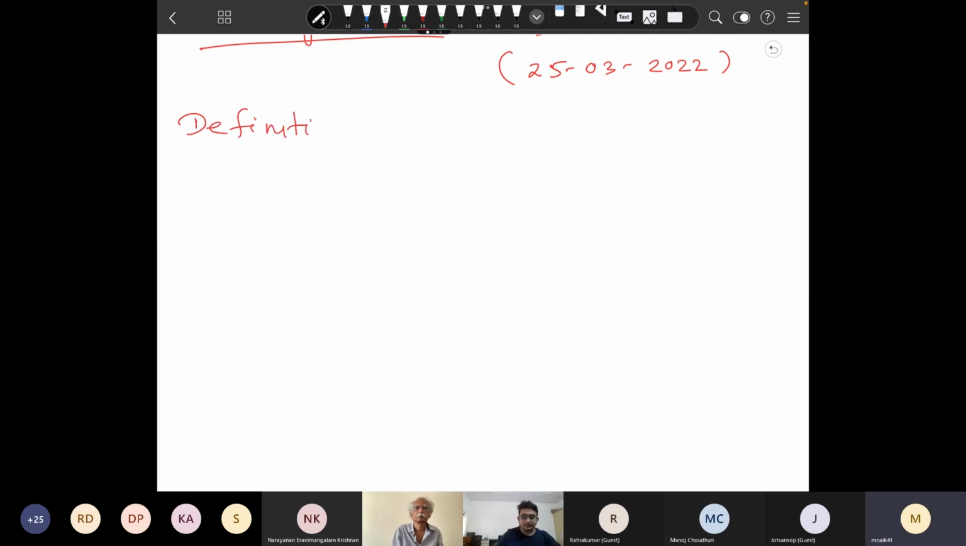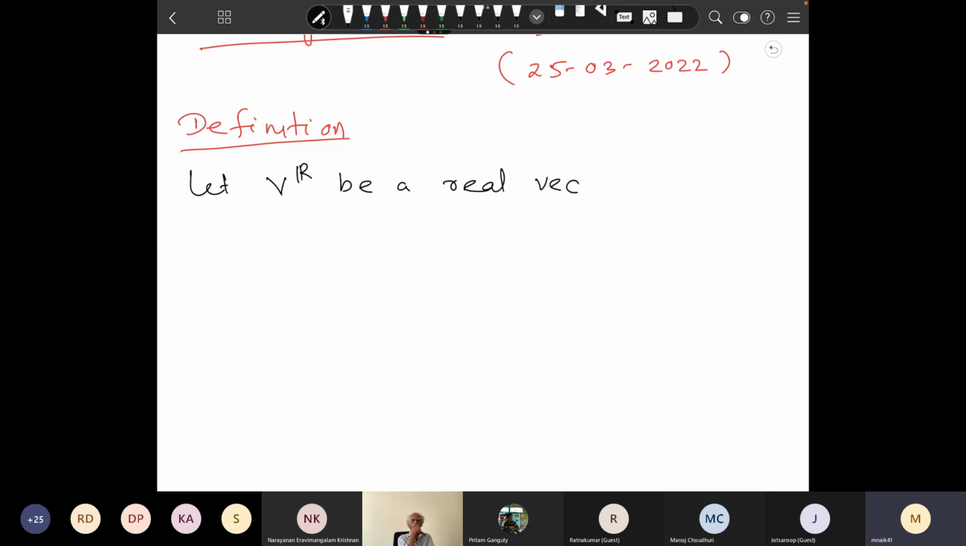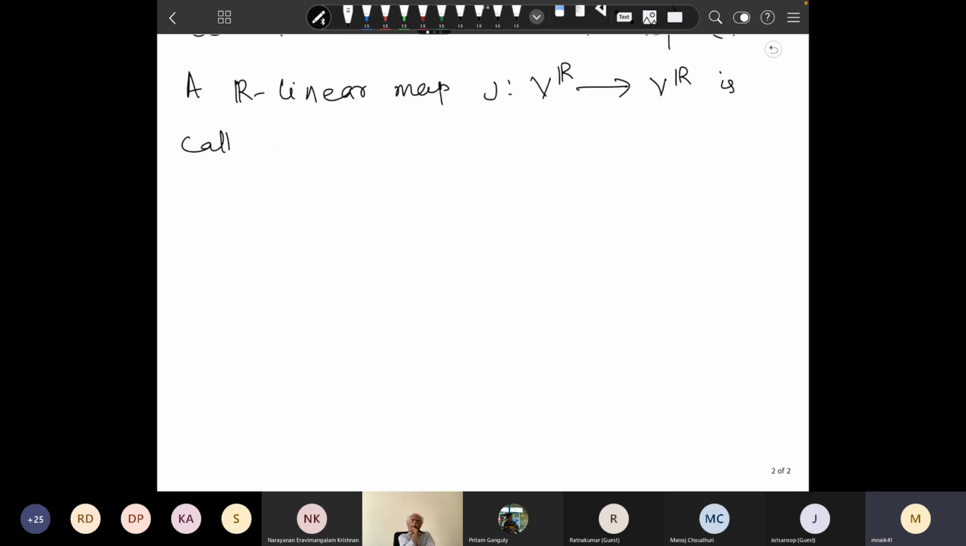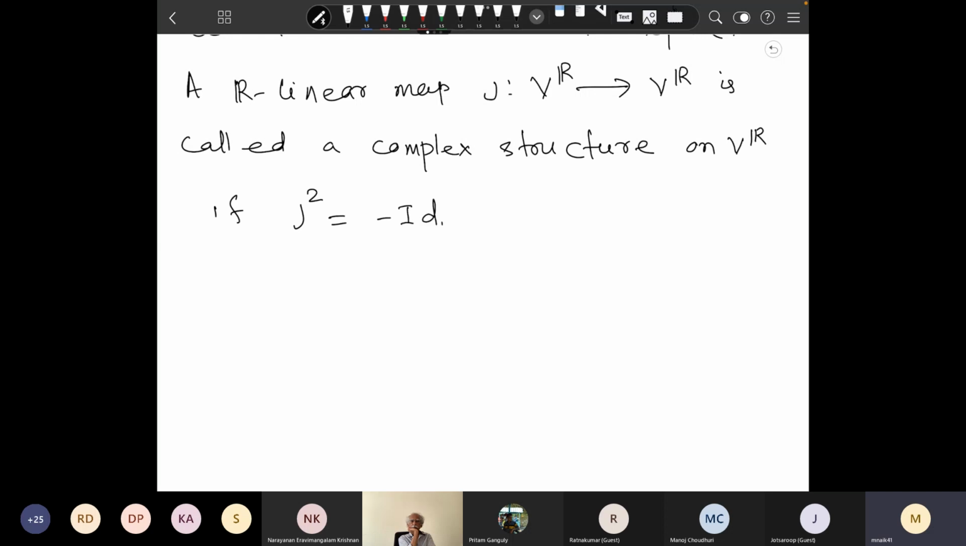Definition. Let V be a real vector space, that means a vector space over R. An R-linear map J from V to V is called a complex structure on V if J square is equal to minus identity. Okay.